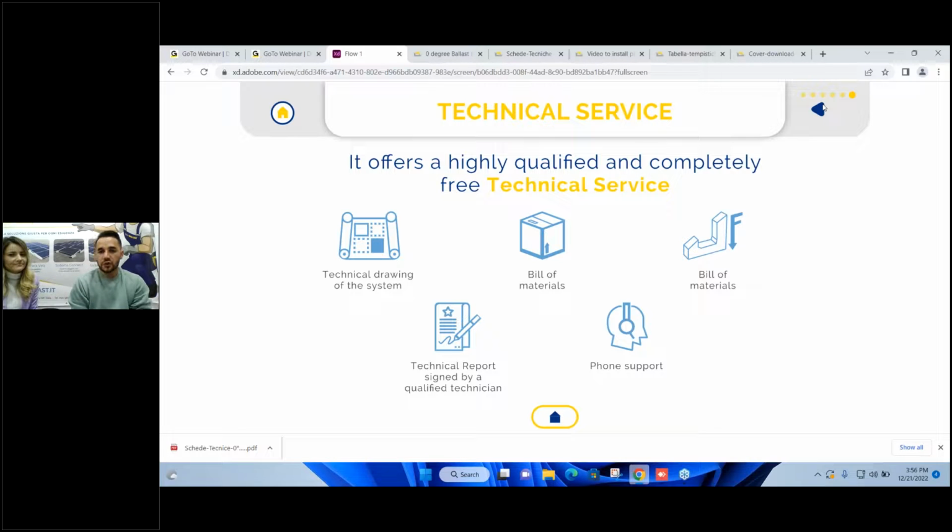The last one, I guess you should mention, because you have probably received the offer and the technical report. If you have any questions, or you have placed the order and are installing the ballast, you can always contact us and we will support you. Definitely, our agents through the phone and through emails.